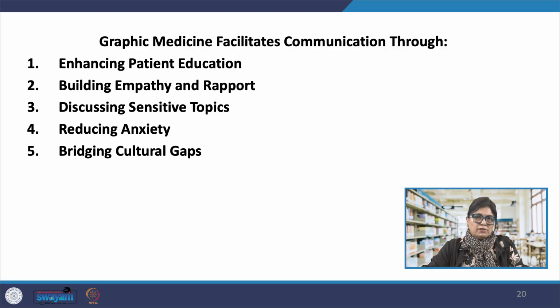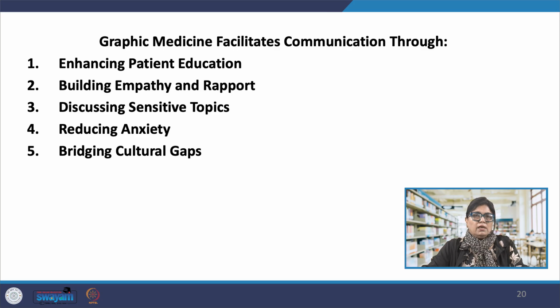So, graphic medicine facilitates communication by using visual storytelling, primarily comics and graphic novels, to bridge gaps between patients, caregivers, and healthcare providers. It simplifies complex medical information through sequential art and relatable narrative, making clinical concepts more accessible than traditional text-heavy material. So, how does graphic medicine facilitate communication? It is by enhancing patient education.